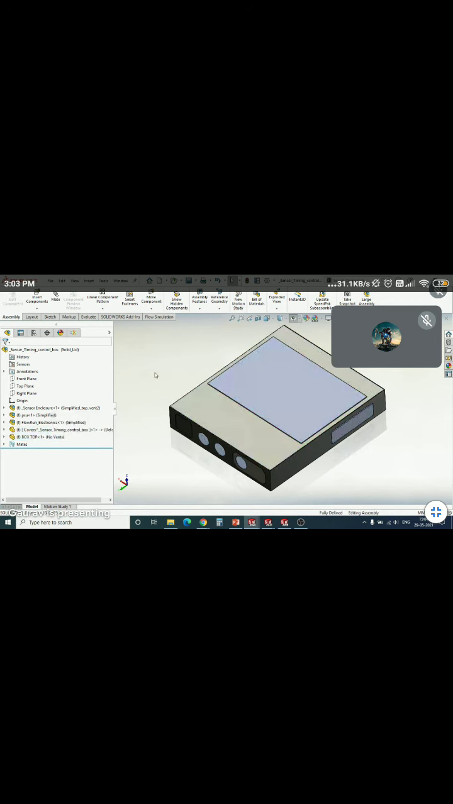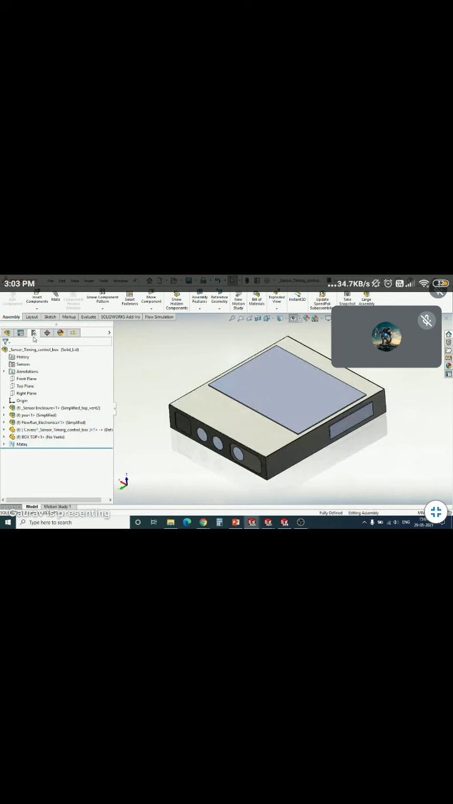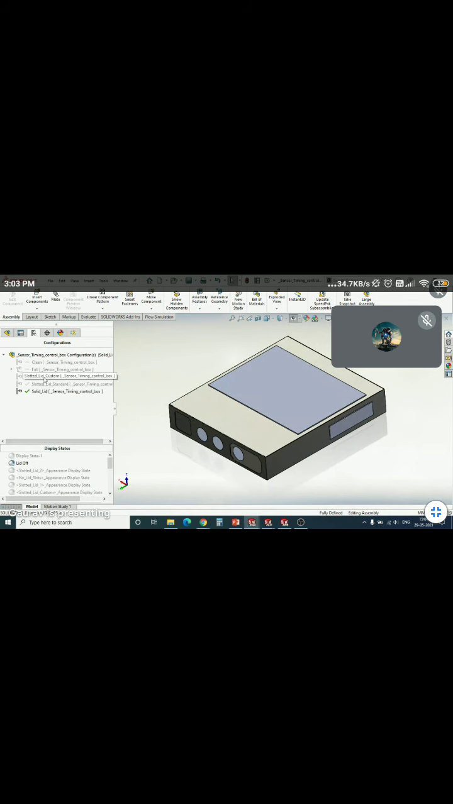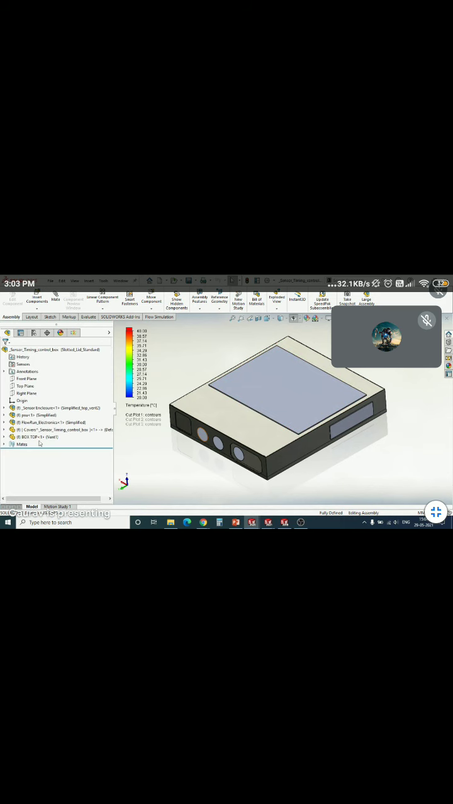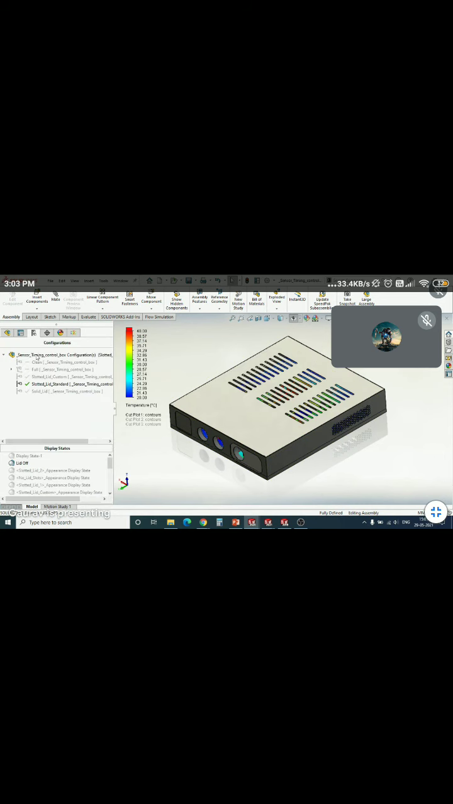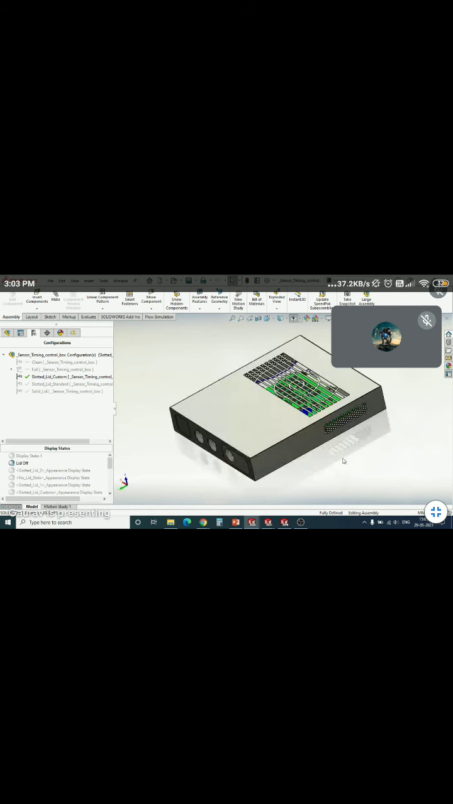So let me again unhide it. Over here I'm having a few configurations. Like this is a solid lid. What if I create a few slots here? Let me just hide it again so that we can check. Yes, correct. Or what if I create a different type of slots like this? Which is the best suitable configuration, which is helping me to extract away the heat properly from the system.